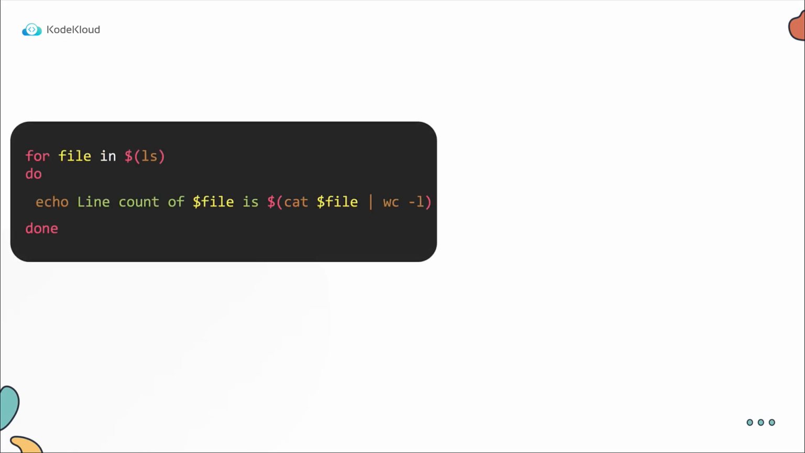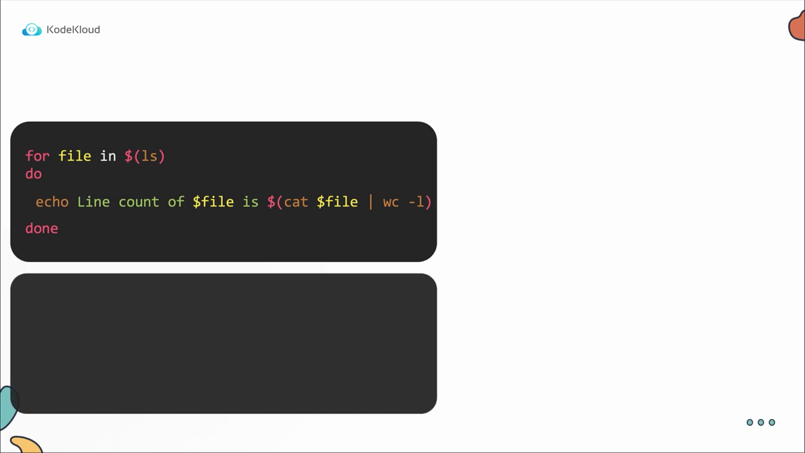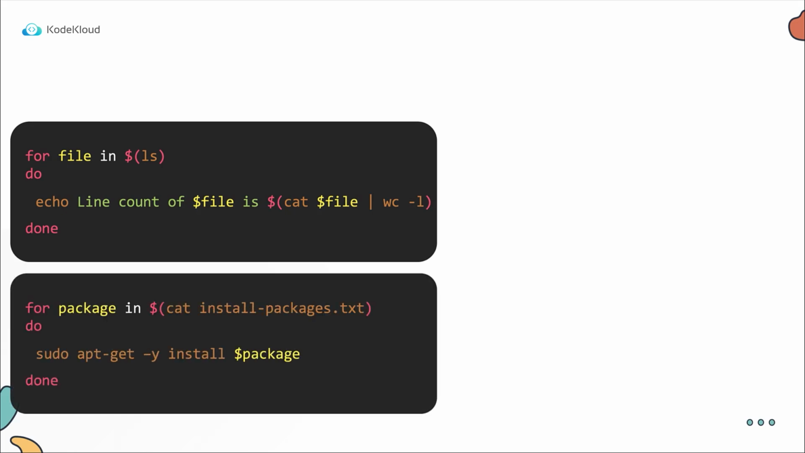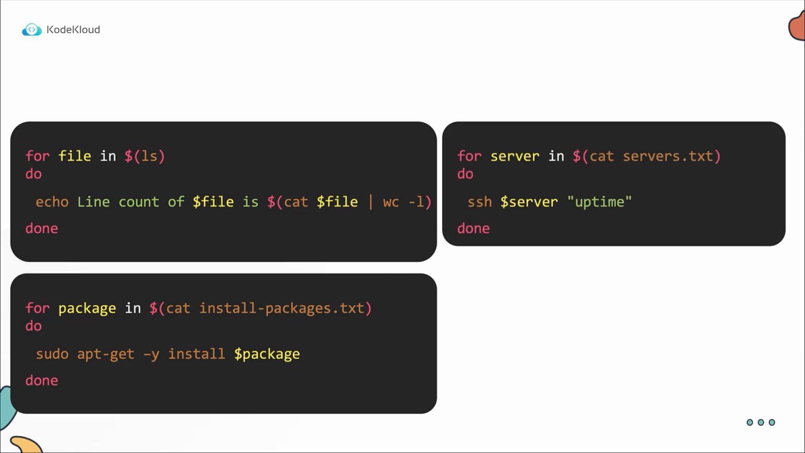So here we iterate through a list of files from the output of the ls command, and then print the count of lines in each file using the word count utility. Now here's another example of a for loop that iterates through a list of packages stored in a file and installs them one by one. And here's another example of a for loop used to SSH to a list of servers and check their uptimes.